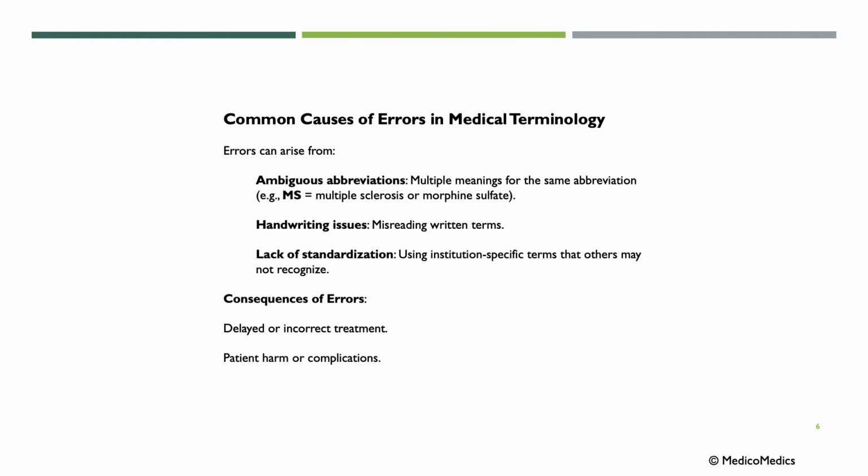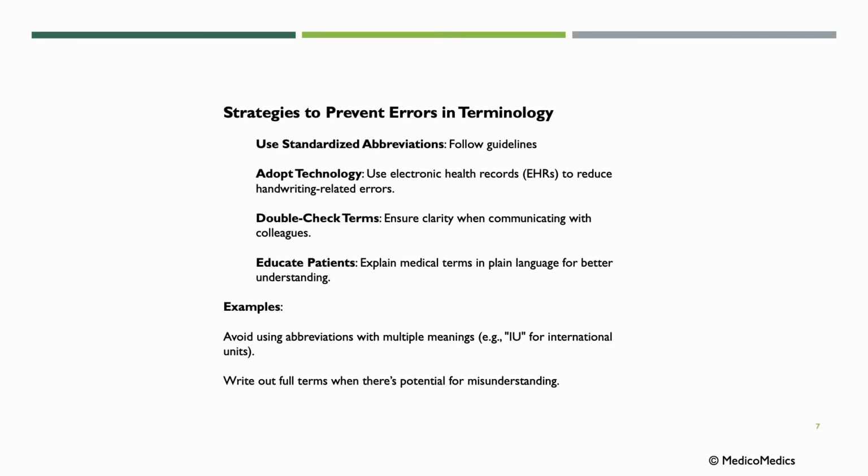Common causes of errors in medical terminology. Errors can arise from, for example, ambiguous abbreviations. Like we mentioned in the previous lecture, we have MS, which could be multiple sclerosis, or it can also mean morphine sulfate. So we need to clarify here. Handwriting issues, so misreading written terms. And this could all be due to a lack of standardization, for example, using institution-specific terms that others may not recognize. Some consequences of these errors could be delayed or incorrect treatment, even patient harm or complications.